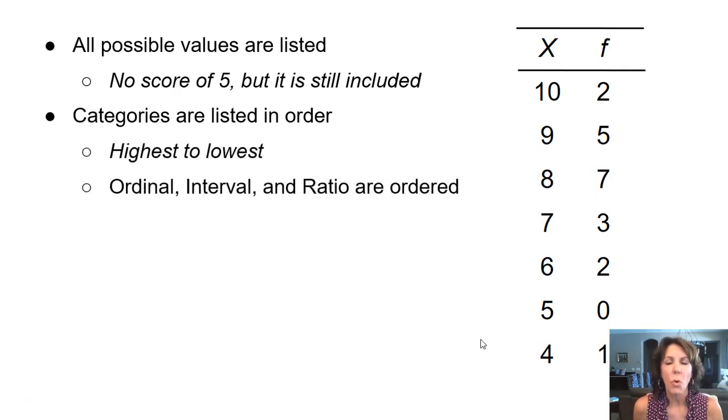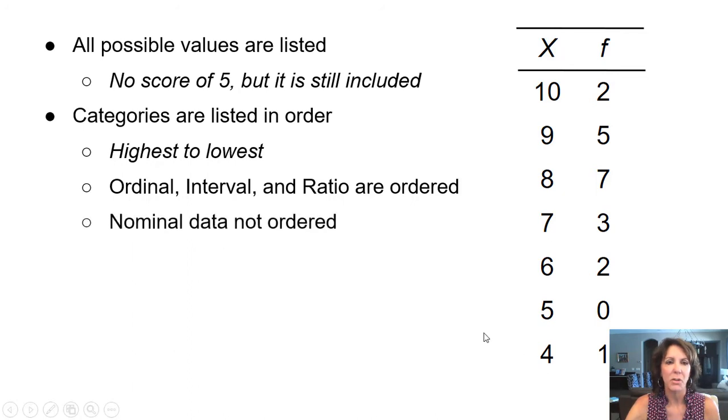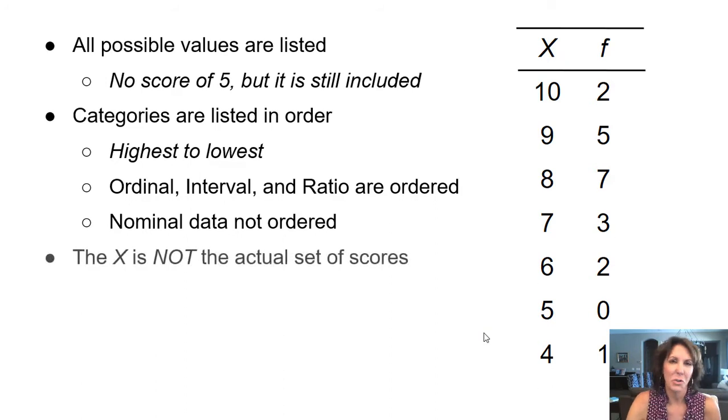We do this with ordinal, interval, and ratio data because these are all ordered data. So we start with the larger number and go down to the smaller number. Nominal data are not ordered because they don't have any particular order to them. And just as a reminder, this X is not the actual set of scores. These are categories representing each possible score. So think of X as categories. Don't think of them as numbers, even though they look like numbers.